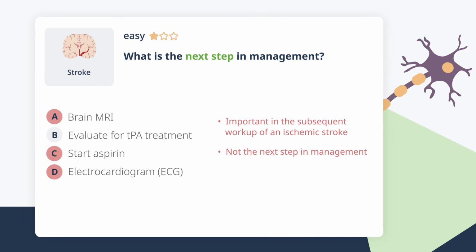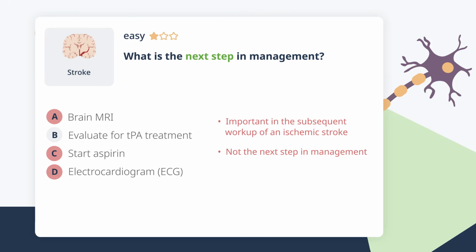MRI of the brain will be done for this patient. We want to evaluate whether he's had a stroke and really define the extent of that stroke. But again, this patient has presented within a window of opportunity for an acute intervention, and so MRI of the brain is not needed to diagnose the stroke.